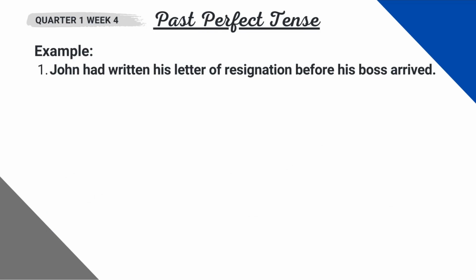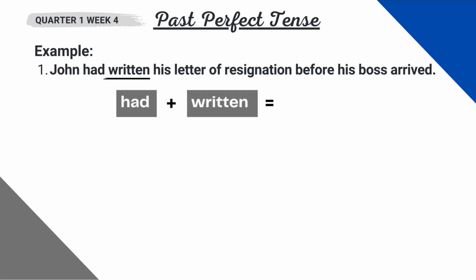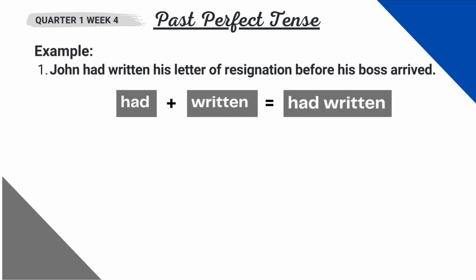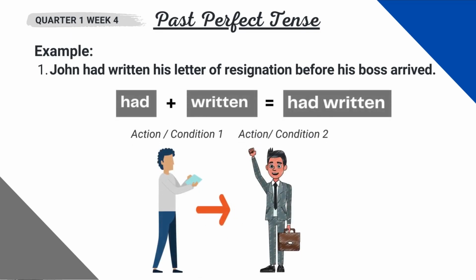Another example of past perfect tense is: John had written his letter of resignation before his boss arrived. There is a use of had plus the past participle of the verb write that makes it had written. If you are John in this sentence, what will you do first as you wish to resign? Of course, that is to write the letter of resignation first so that you can hand it over when your boss arrives.